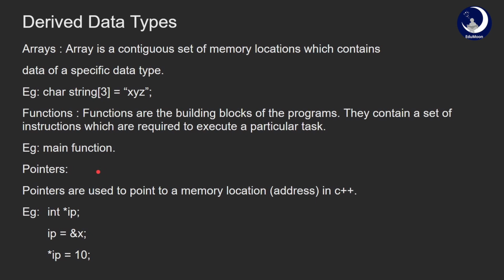And also we have pointers. Pointers are used to point to a memory location or address in C++. Now let's look at the example. int *ip. The word that appears after the star is called the pointer. So here the name of the pointer is ip. Now ip is used to store the address of x. So basically we are trying to manipulate the value of x using its address. So the address of x is accessed using the ampersand operator and then is assigned to ip. Now using *ip, the value of 10 is put into the address of x.